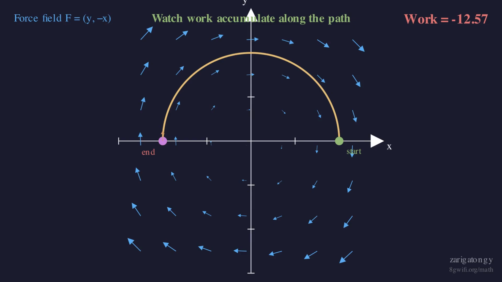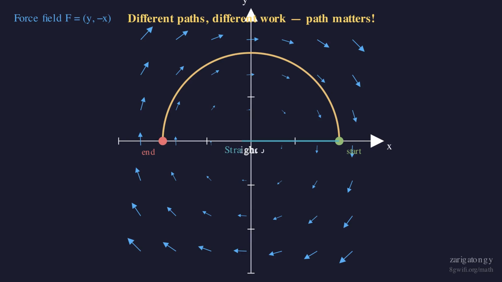The total work is negative 4 pi. About minus 12.57. Now here's the key insight. The answer depends on the path. The straight line from start to end gives zero work, because the force is perpendicular to the path the whole way. But the semicircle gave us negative 4 pi. Different paths. Completely different answers. That's why line integrals exist.